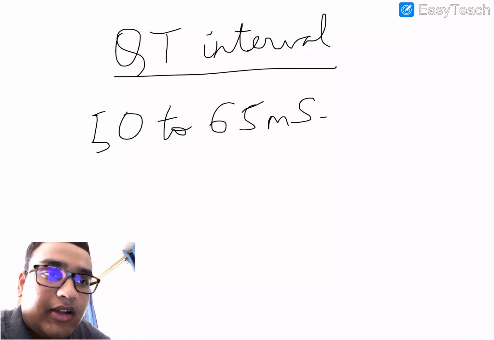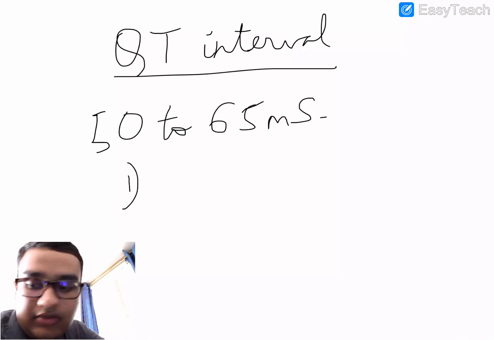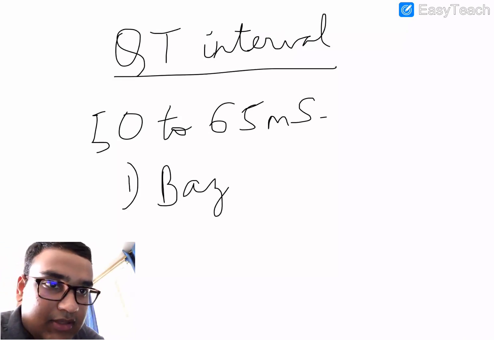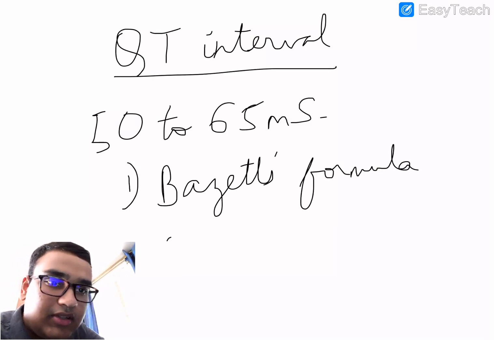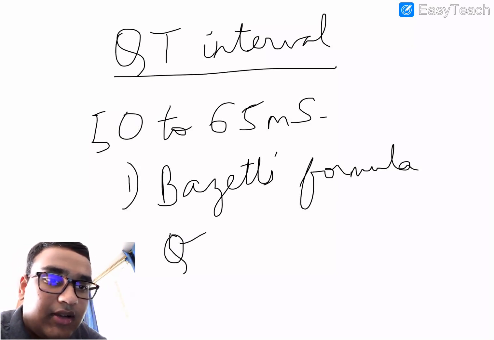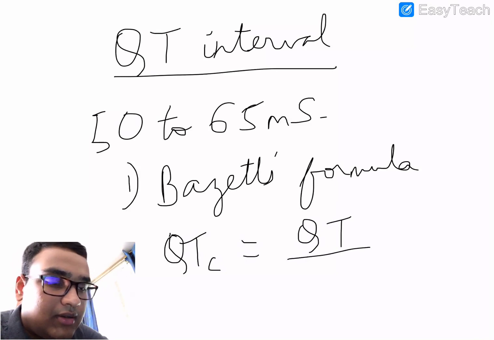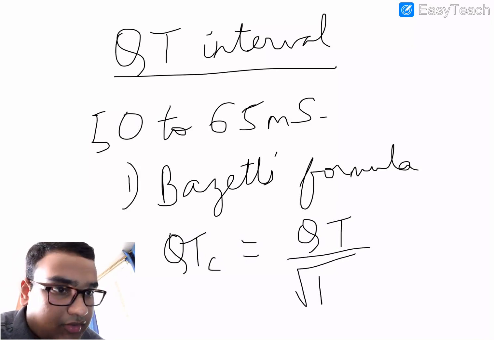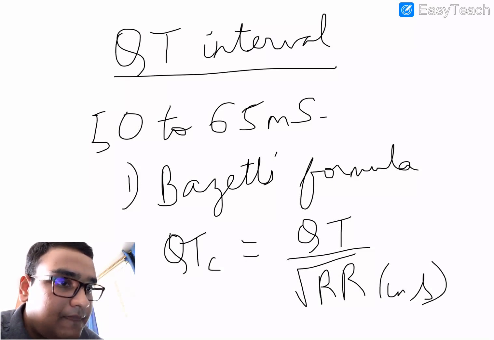So it is not possible to calculate QT interval for each beat on graph paper. So there are certain formulas to calculate QT interval. I'll discuss only one formula. You should know the name, Bazett's formula. Since QT interval changes with each beat, you should calculate something known as corrected QT interval, which is equal to QT of one beat divided by square root of RR interval, everything in seconds. So this would be Bazett's formula.